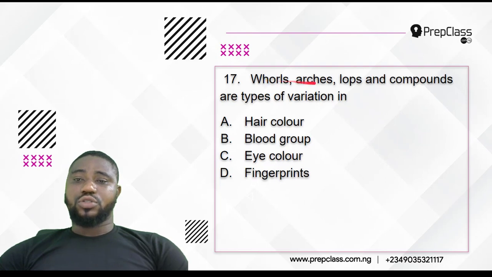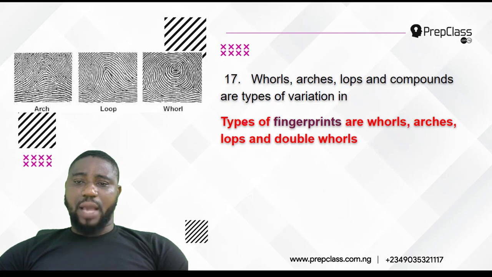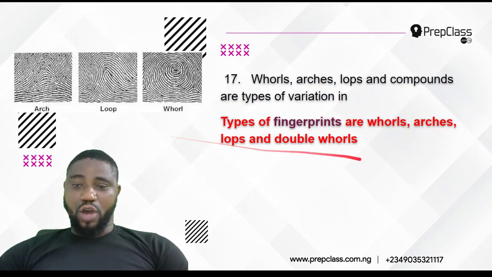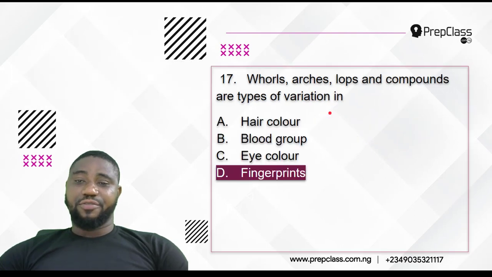17. Whorls, arcs, loops, and composites are types of variation in, is it hair color, blood group, eye color, or fingerprints? All these are types of fingerprints. Whorls, arcs, loops. I don't know of composites, but I know of double whorls. So types of fingerprints are whorls, arcs, loops, and double whorls. You can see whorls, you can see loop, you can see arc. I did show you for double whorls. So those are types of fingerprints. If you are not whorls, you'll be arc. If you don't have arcs, you'll be loops. If you don't have loops, you'll be double whorls. So the answer is fingerprints.